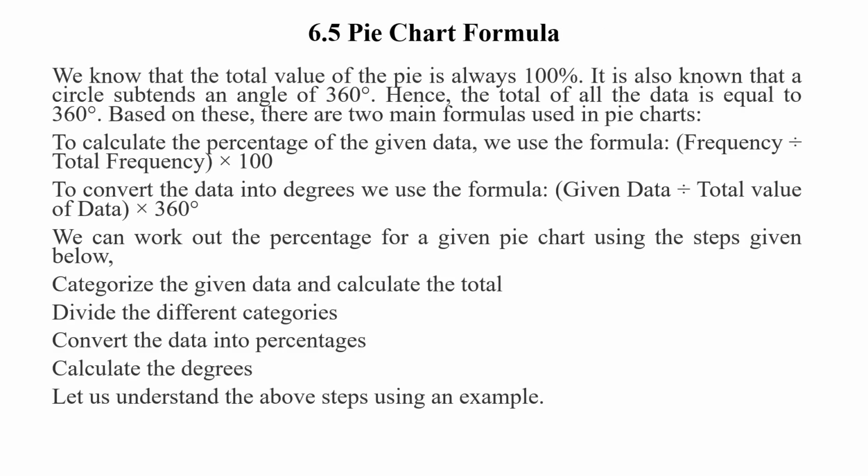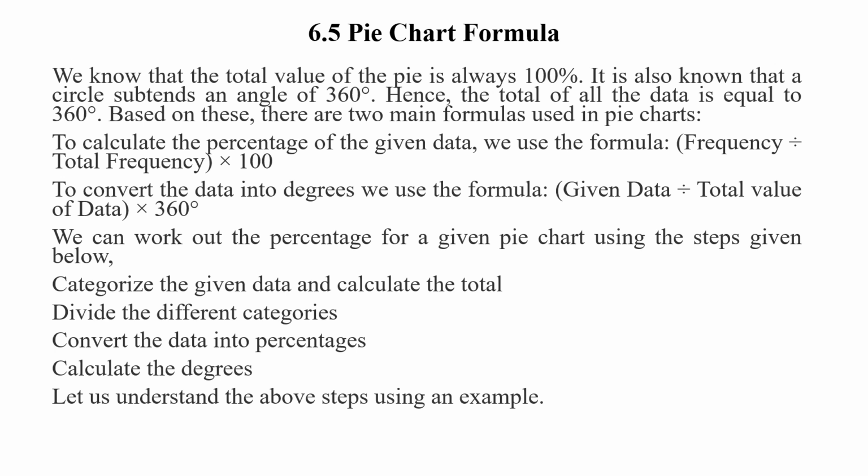Pie chart formula. We know that the total value of the pie is always 100. It is also known that a circle subtends an angle of 360, hence the total of all the data is equal to 360 degrees. Based on this, there are two main formulas used in pie charts. To calculate the percentage of a given data, we use the formula frequency divided by total frequency and multiplied by 100. To convert the data into degrees, we use the formula given data divided by total value of data and multiplied by 360 degrees. We can work out the percentage for the given pie chart using the steps given below.